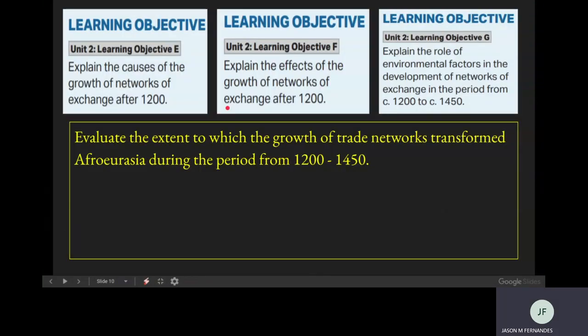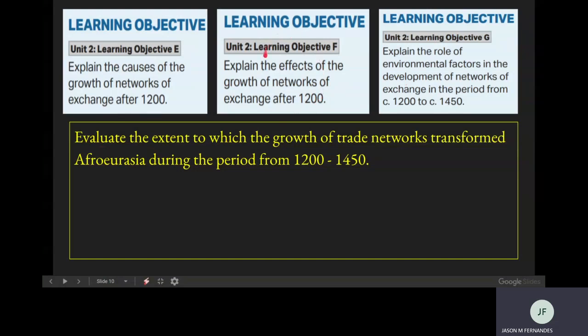Right? Now, if we look at the learning objectives that AP has laid out for us, that College Board has laid out, causes of the growth of these networks, effects of the growth of these networks, and then the environmental factors that led to the development of these networks. So we take these and put them together into maybe a prompt that might be used to help us understand the DBQ, for example. This is what I came up with. Evaluate the extent to which the growth of trade networks transformed Afro-Eurasia during the period from 1200 to 1450.